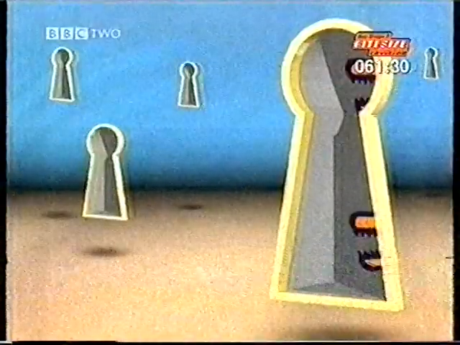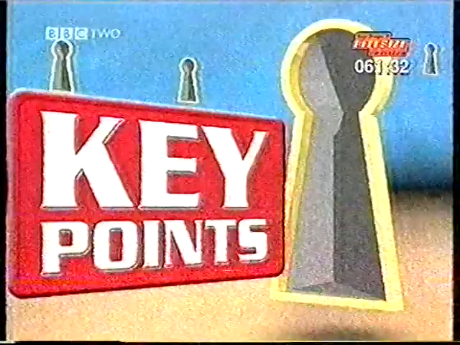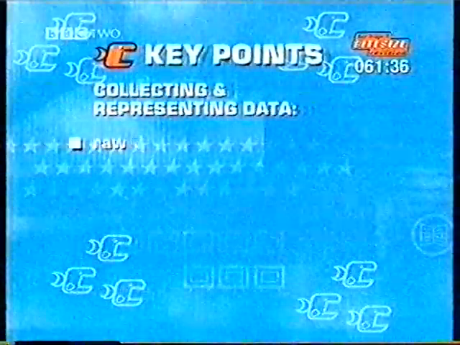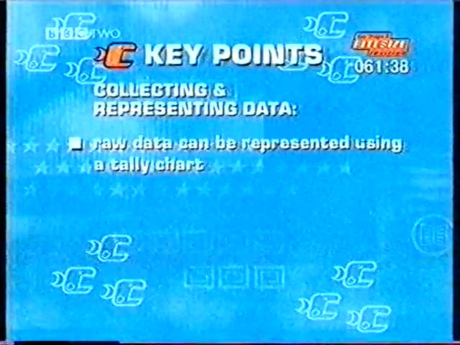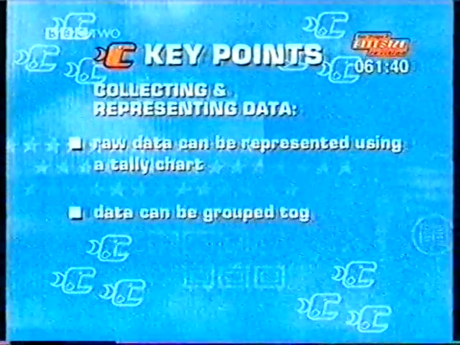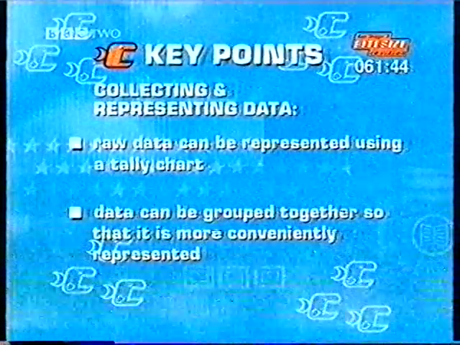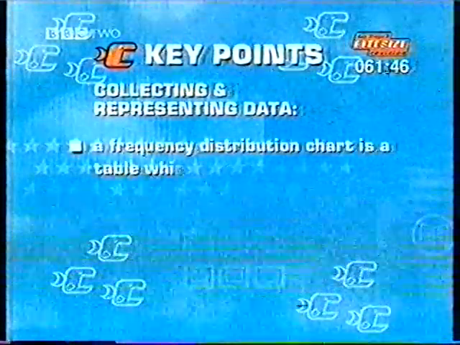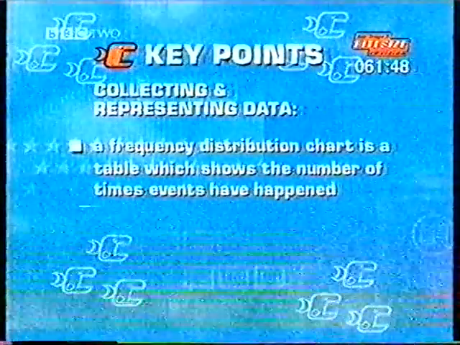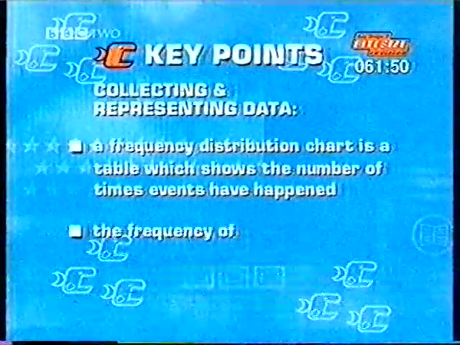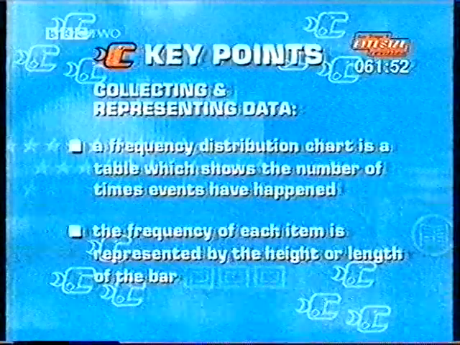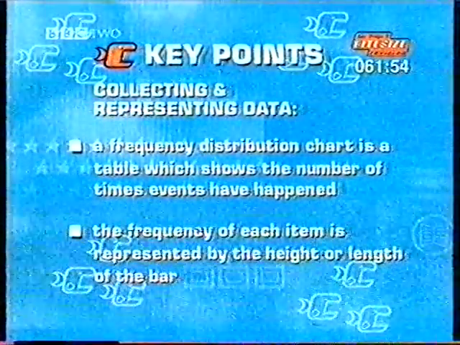Okay, let's summarise what we've learnt so far. Raw data can be represented in a tally chart. Data can be grouped together so that it's more conveniently represented. A frequency distribution chart is a table which shows the number of times events have happened. The frequency of each item is represented by the height or length of the bar.